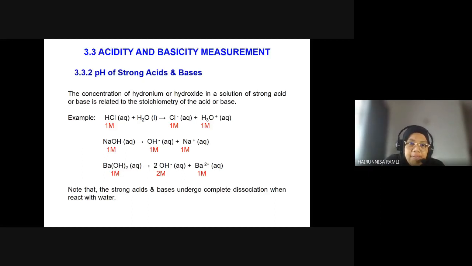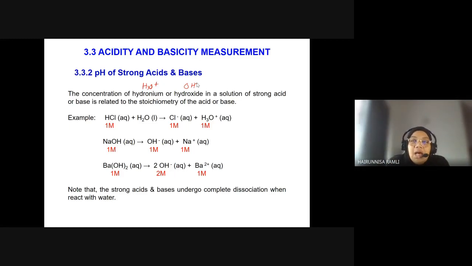So the concentration of hydronium ion or H3O plus or hydroxide or OH minus in a solution of strong acid or base is related to the stoichiometry of the acid or base. Faham tak? Dia sama macam you buat stoichiometry lah. You ada acid or base, you dissociate kan dia. Remember, I hope you still remember. You learn this one last week.